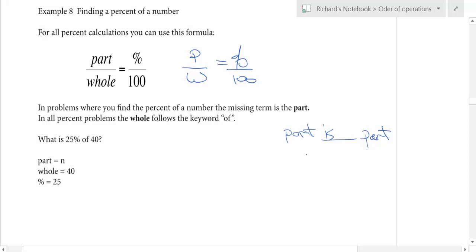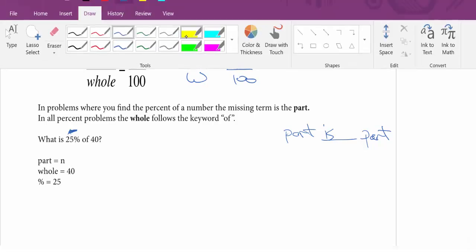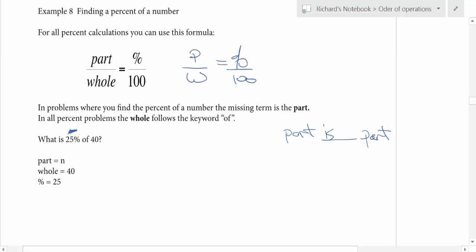So in this example, 25% is the percentage. What I need to do is identify the various components of the statement of the word problem. So here's the keyword of, and the number 40 comes after the keyword of. So 40 is the whole.